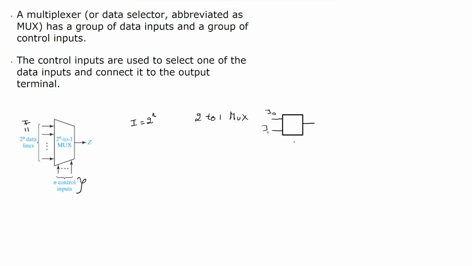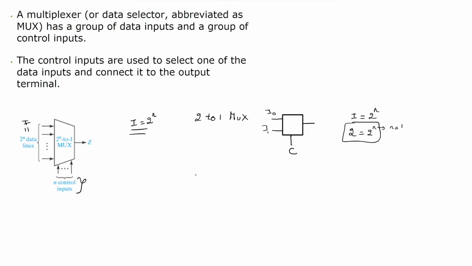So how do we know how many control inputs we need? Let's apply this here. I, the number of inputs, is equal to 2 to the power n. N is the number of control inputs. We know I is 2, we have two inputs, so 2 is equal to 2 to the power n. That means n is equal to 1 to make this equal. So that means we have one control input. Let's call it C.